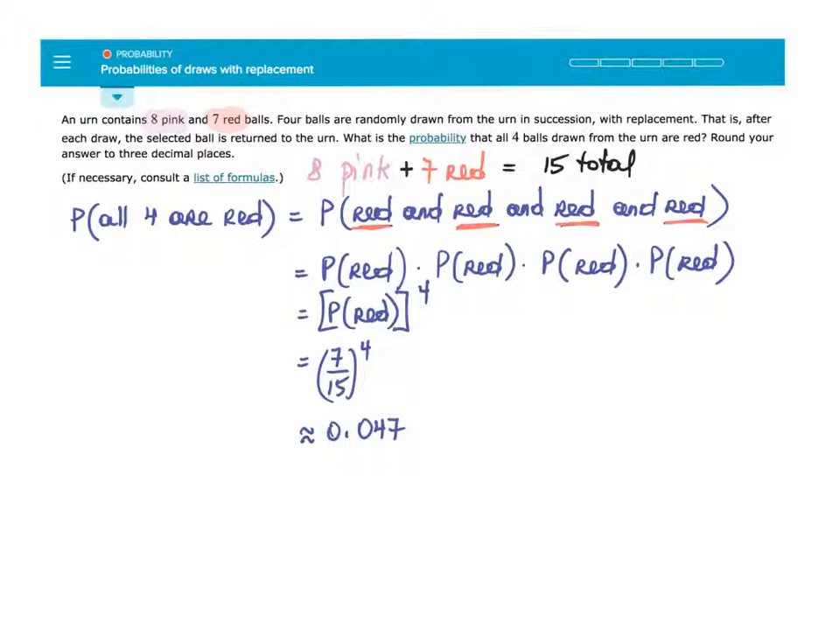because we repeat this same draw 4 times, and the number rounded to 3 decimal places that we get is 0.047. So the probability of this event is less than 5%.